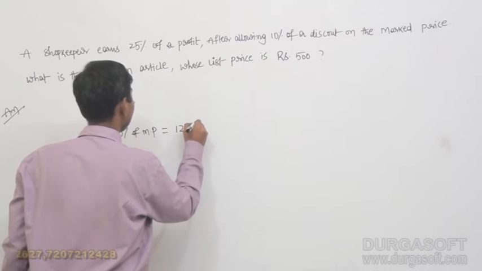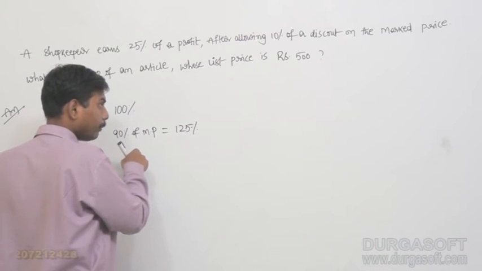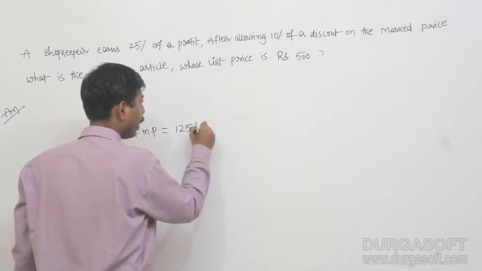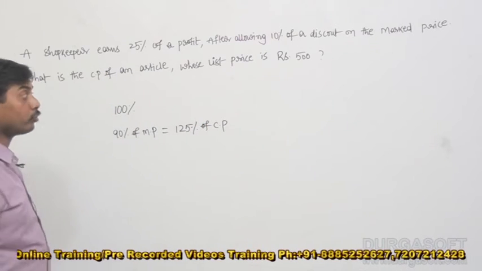Here the selling price of an article equals 90% of the market price of an article. Selling price is nothing but 125% of the cost price of an article with reference to the given information.